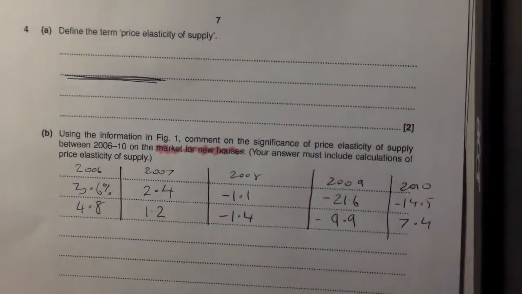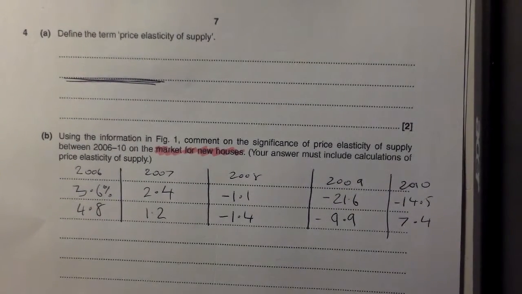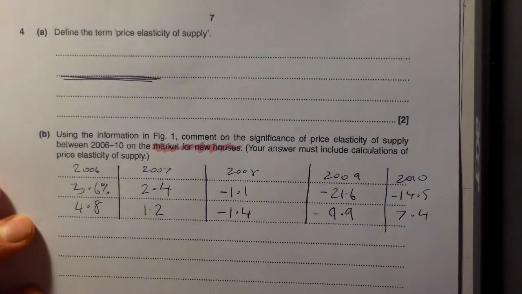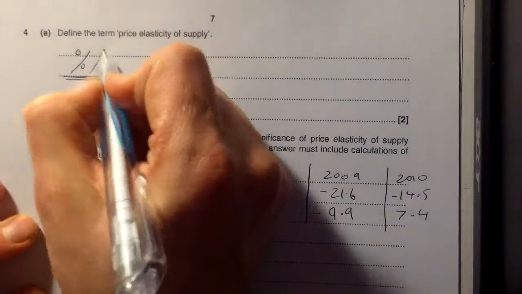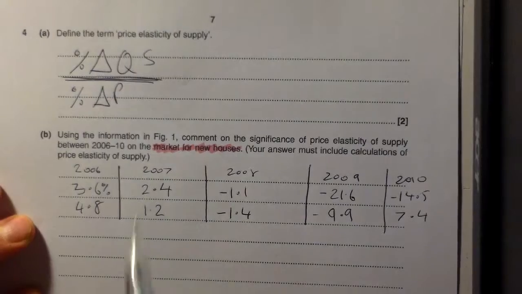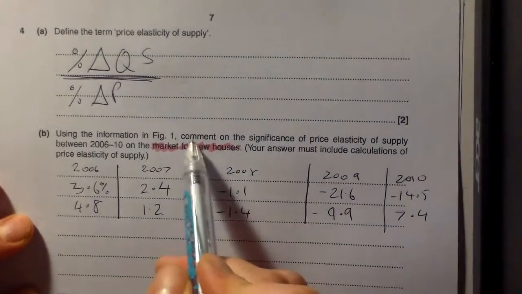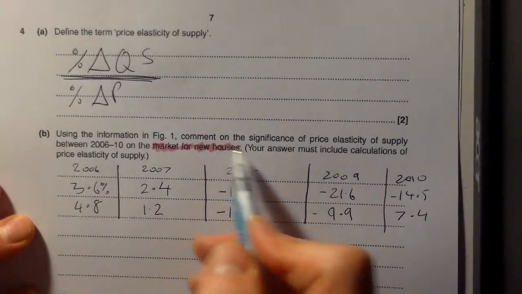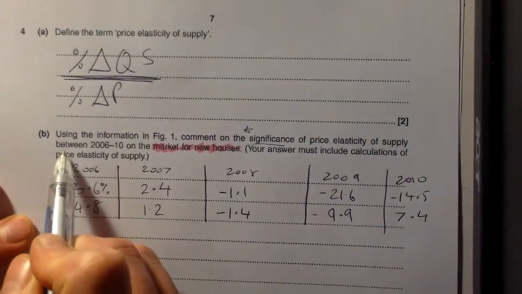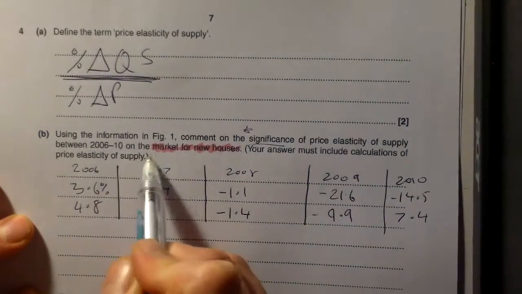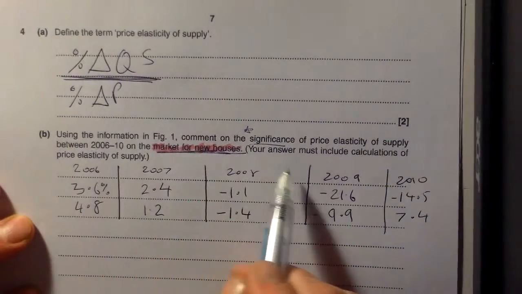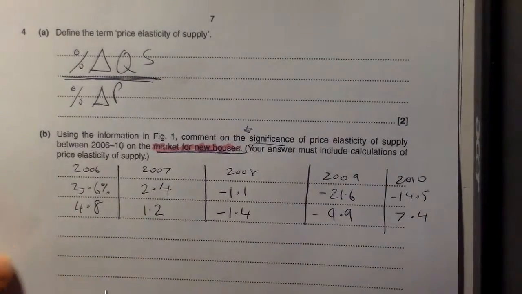Okay, now this is the challenging question on the paper around price elasticity of supply. So first of all, it says define the term price elasticity of supply. So percentage change in quantity supplied over percentage change in price. The next question, using information in figure 1, comment on the significance, and notice that the word business isn't here, so just the significance of price elasticity of supply between 2006-2010 on the market for new homes. So it's not really talking about the business, it's talking about the market. Your answer must include calculations of PES.